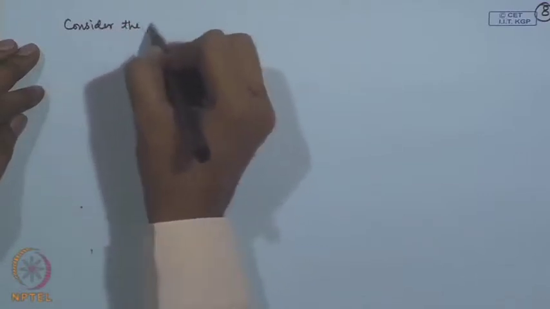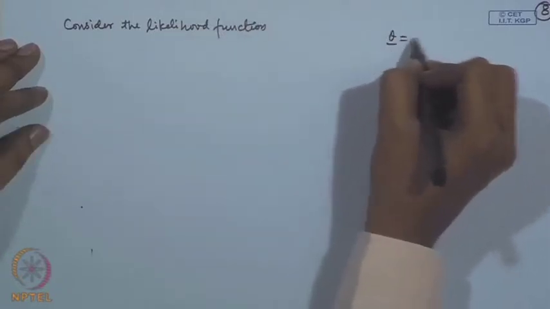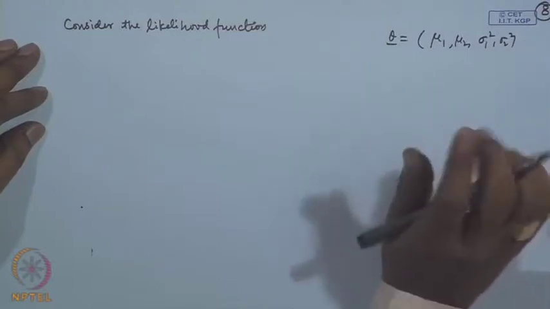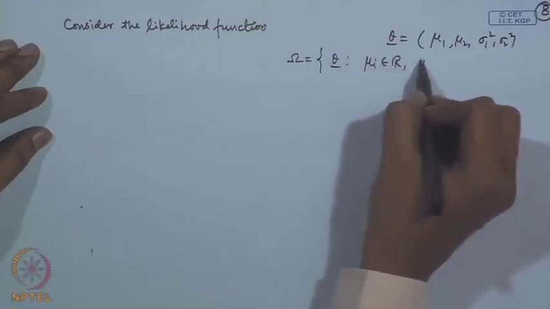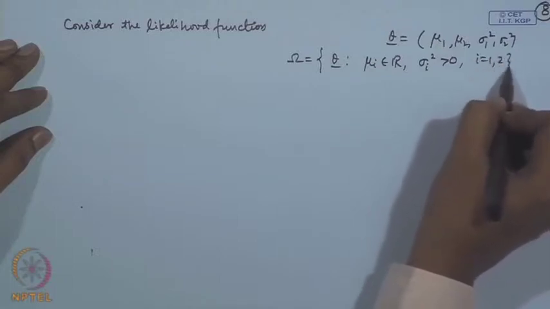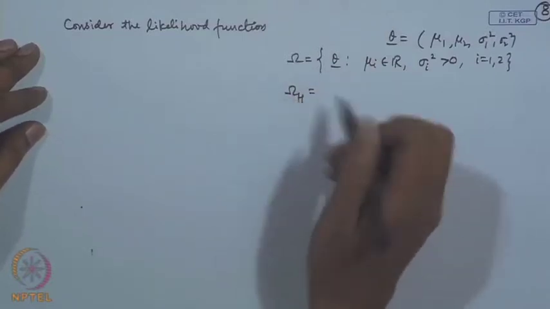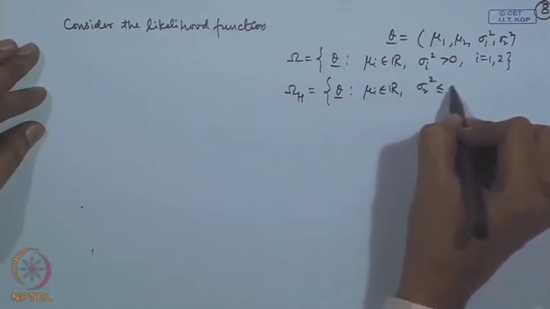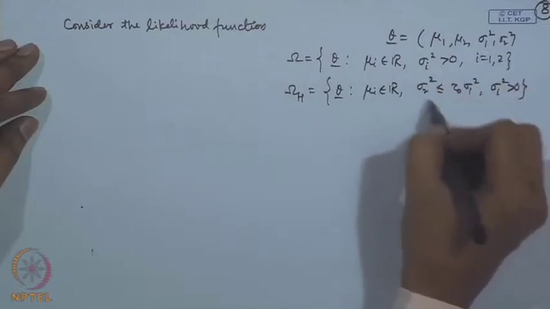Consider the likelihood function. Now, note here my parameter is now 4 dimensional: mu 1, mu 2, sigma 1 square, sigma 2 square. The parameter set is that mu i's are real and sigma i square is positive for i is equal to 1, 2. And in the null hypothesis parameter set, we are having the restriction that sigma 2 square is less than or equal to tau naught sigma 1 square, and of course, both are positive. So, this additional restriction has come here.